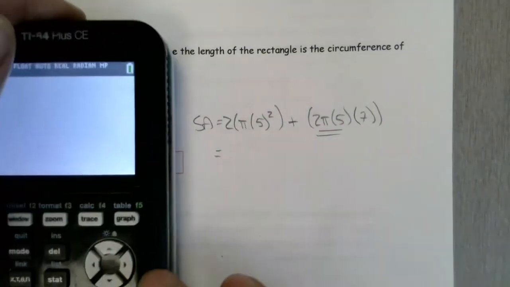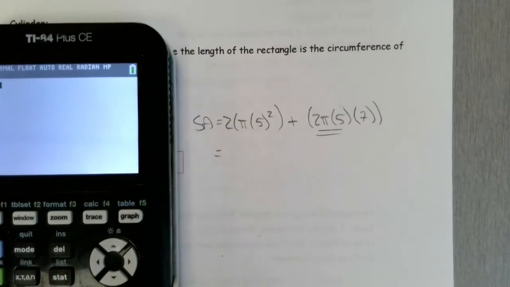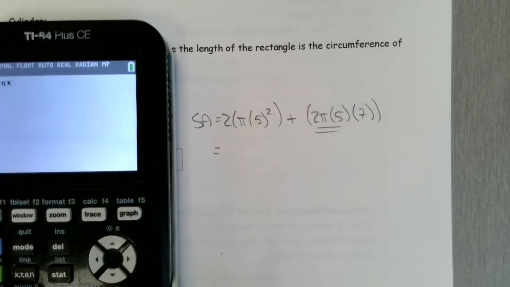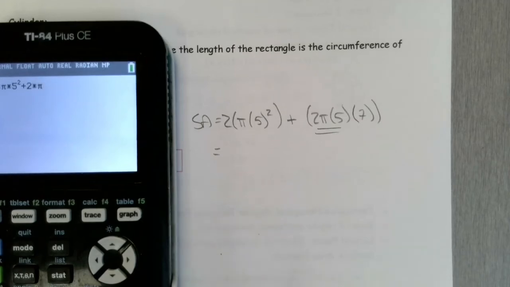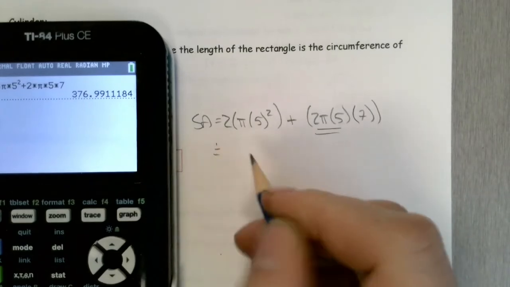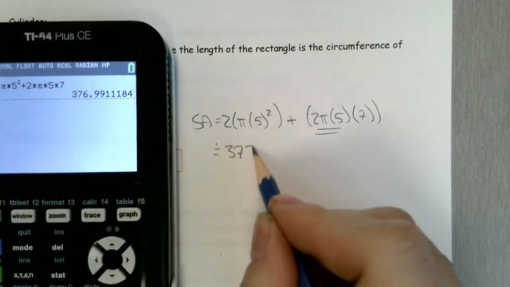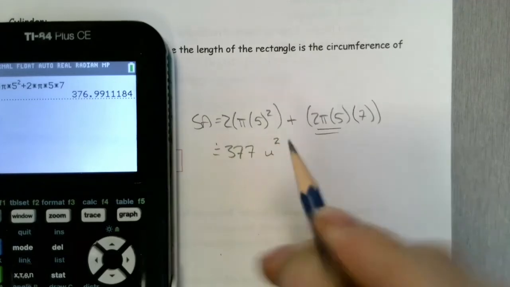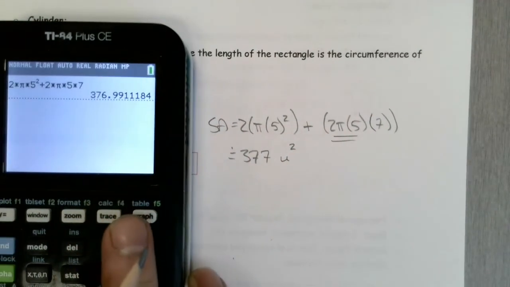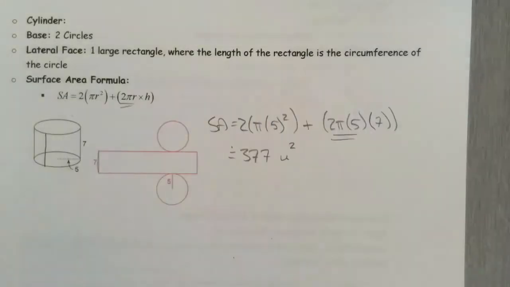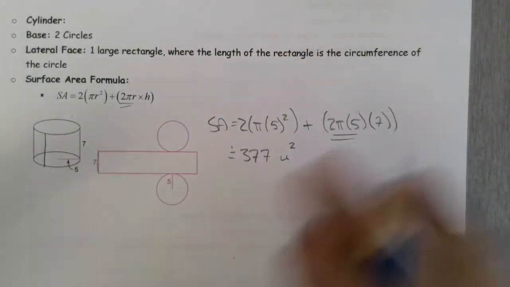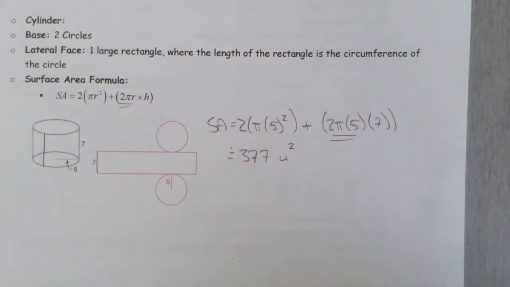Now, because of the pi's in there, I'm going to end up approximating this, but anyway, 2 times pi times 5 squared plus 2 times pi times 5 times 7. And this is going to be approximately 370, let's say 7 units squared, rounded to the nearest whole. Oops, sorry, you can't see that little 2 there. Rounded to the nearest whole there. Okay? Good.